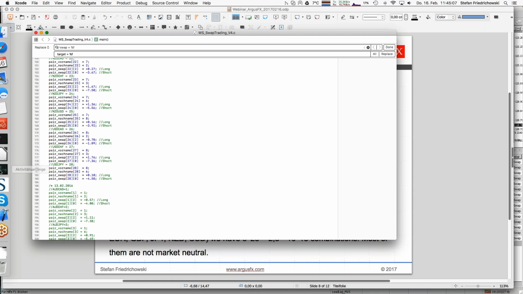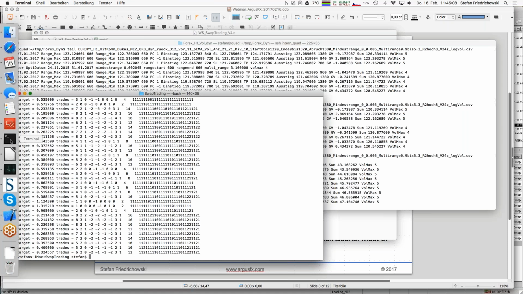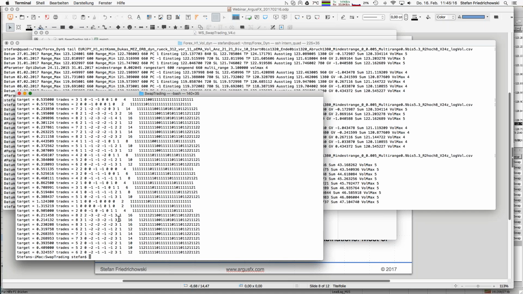And I have the answer to the question, how close am I to the market neutral situation? What I can tell you, and I don't want to go into the details, is the result I want to share with you. There is no combination which is completely market neutral and still has a sum of swap costs which are positive. There's simply no combination like that.